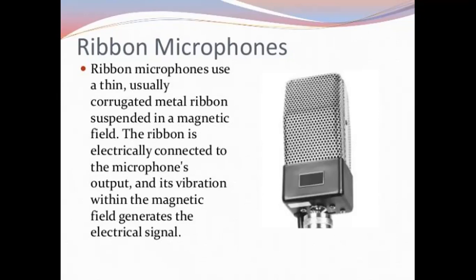The ribbon is electrically connected to the microphone's output, and its vibration within the magnetic field generates the electrical signals. While for some sources you want a microphone to be flattering, ribbon mics are great when you want your recording to sound totally natural, because ribbon mics will let you record the exact tone you have crafted.